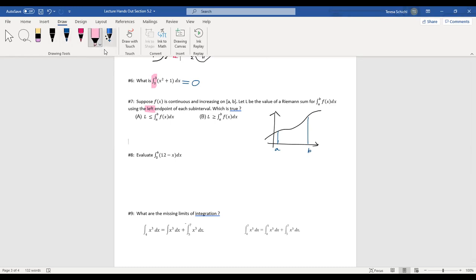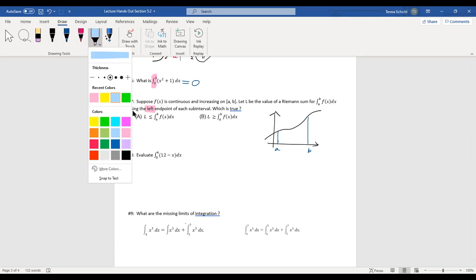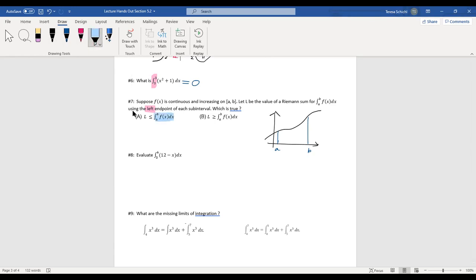So I want to color code that for you. So the integral from a to b of f of x dx is the true area under the curve here. Okay, so now let's take a look.